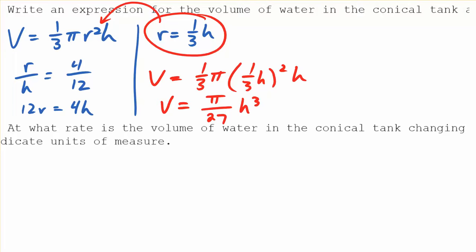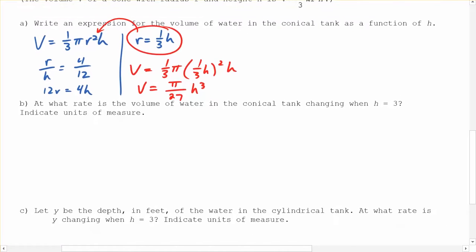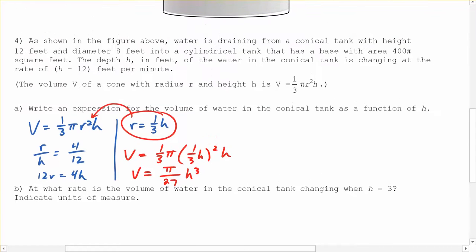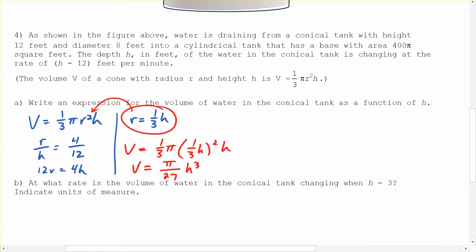Okay, so now it says, at what rate is the volume of water in the conical tank changing when h is 3? Indicate units of measure. So don't do anything yet. Look at the question. It tells you something. What's the key in the question? It says when h equals 3, but look what it says in the description of the question here. What does it say about the rate? The depth of the water in the conical tank is changing at a rate of feet per minute, right?